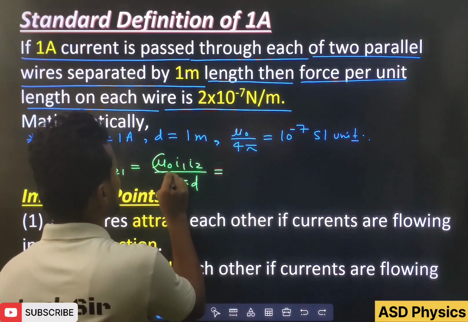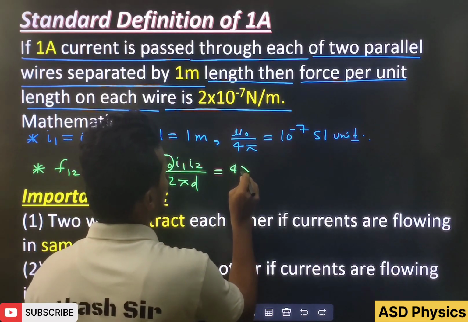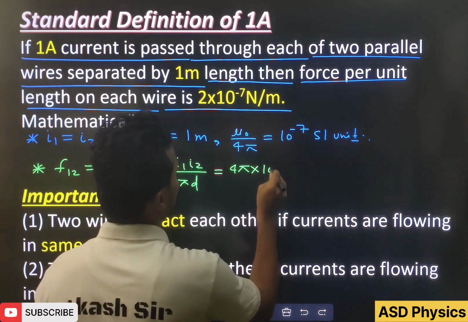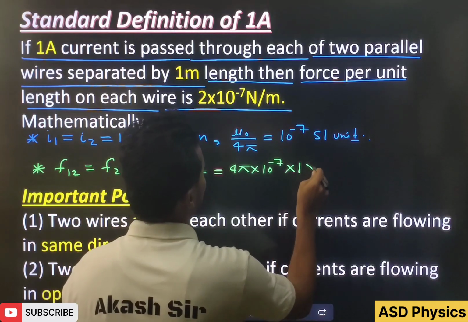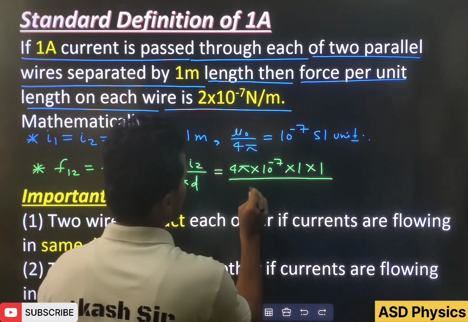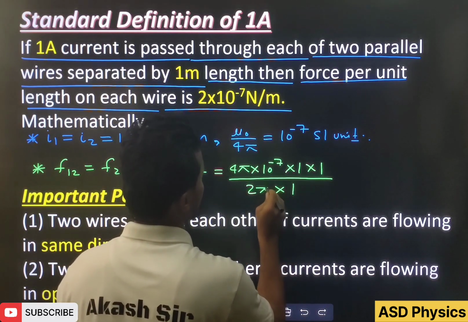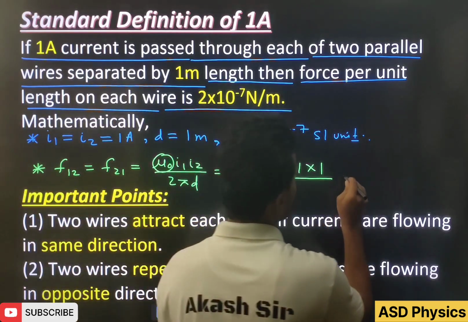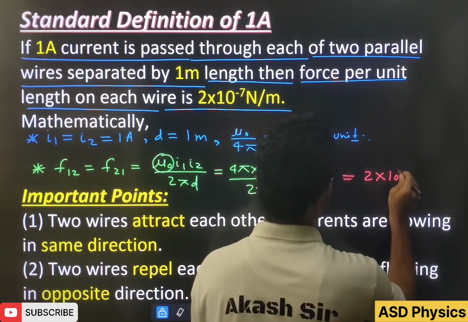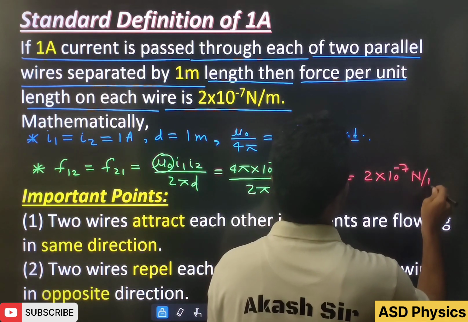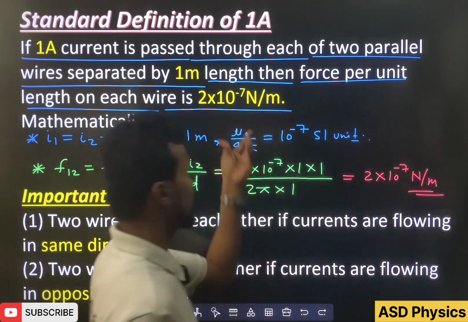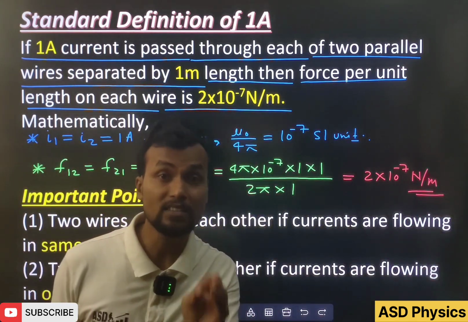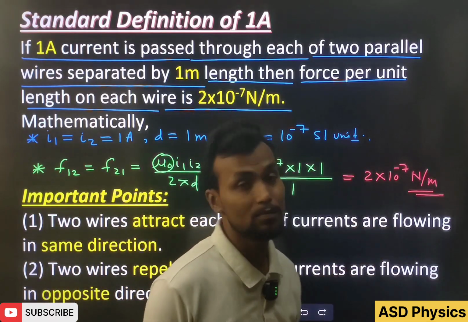Now see this mu naught value, I will put here: 4 pi into 10 to the power minus 7, current 1 into 1, and here this is 2 pi and this one is also 1. So 4 pi by 2 pi, what is coming here? Anyhow 2, and see this one here, 10 to the power minus 7 Newton per meter, as we have written here, force per unit length. So remember the unit, this one Newton per meter.